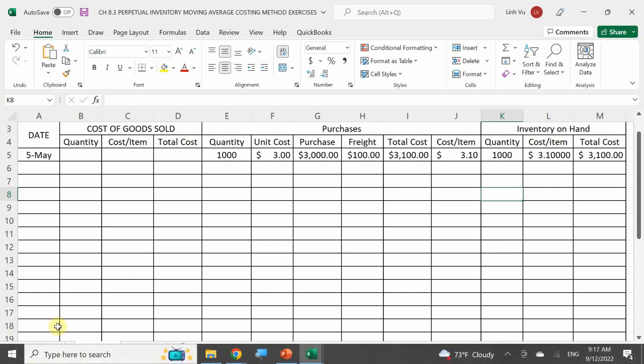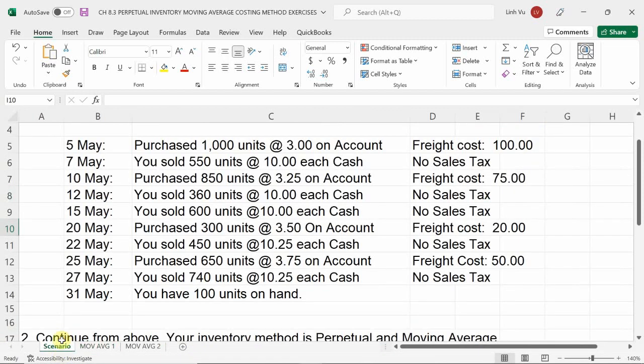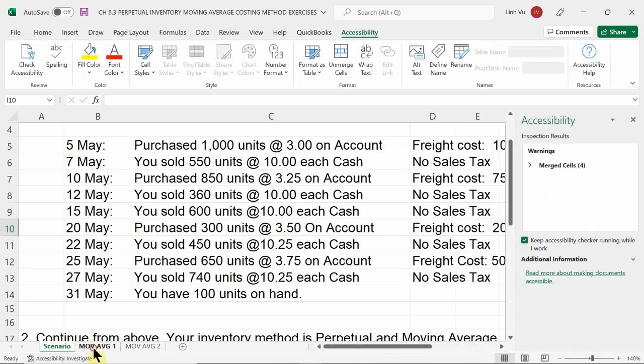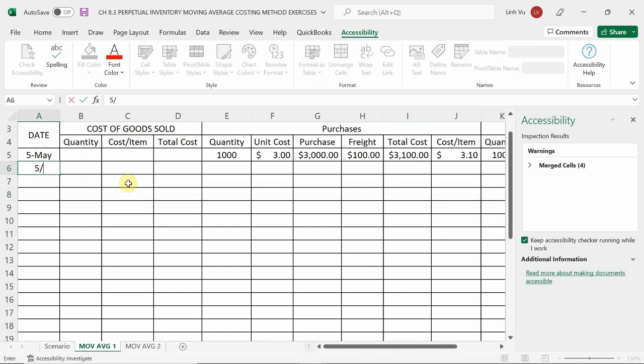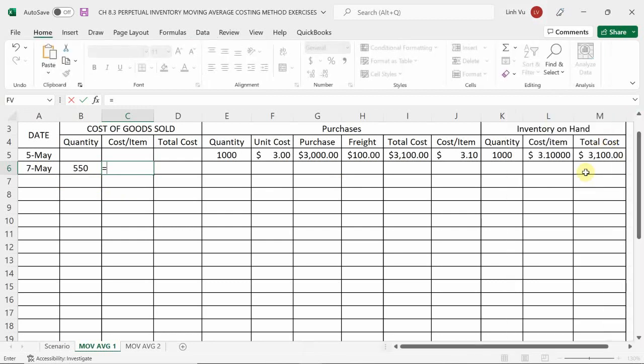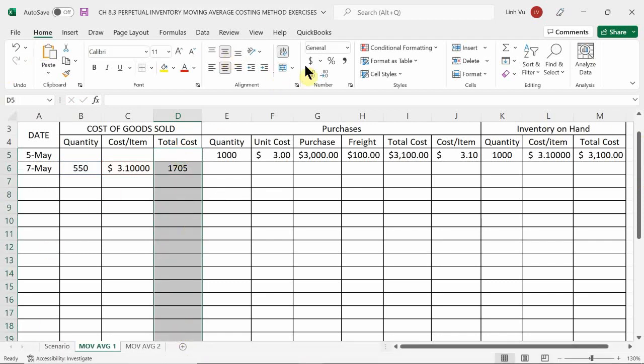So let's see what happened next. You end up selling 550 units. May 7, you sold 550 units. Right now, what is my current average cost per item? Right, $3.10. I only have one batch of inventory. So what is my grand total cost of goods sold? How much did it cost me to sell 550 units at $3.10? $1,705. Again, all of this is the same because we only have one batch of inventory.